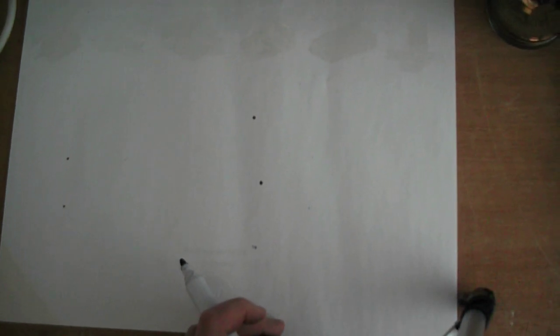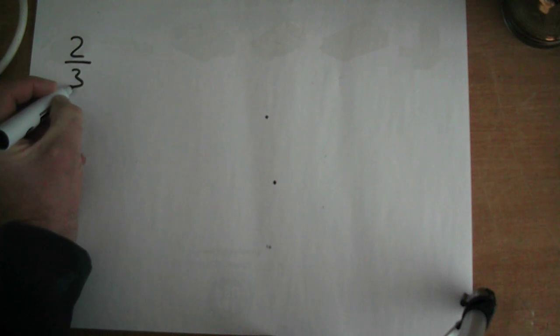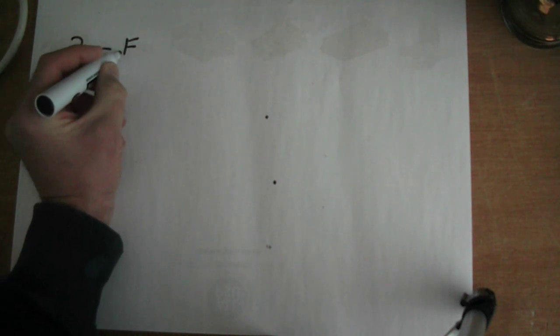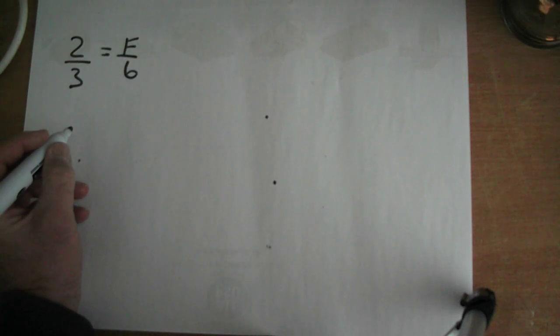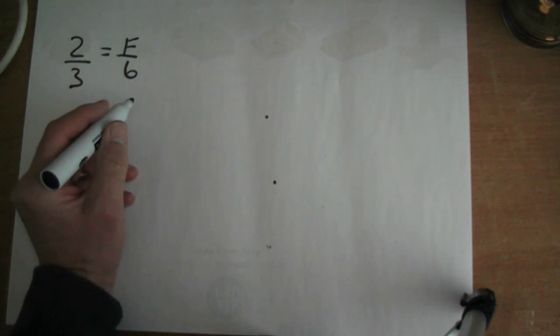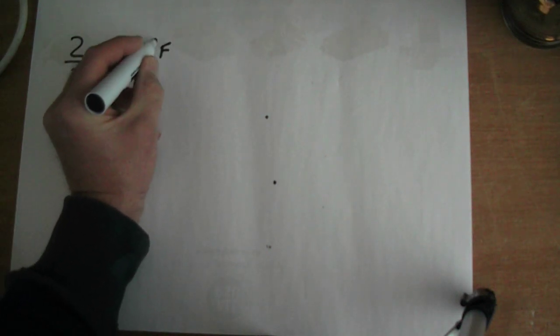Another couple of examples for you. We're going to introduce a few more numbers now, because don't forget, when you're doing engineering calculations you'll be dealing with numbers and letters or variables. Try this one. 2 divided by 3 equals F divided by 6. And say I wanted to find F.